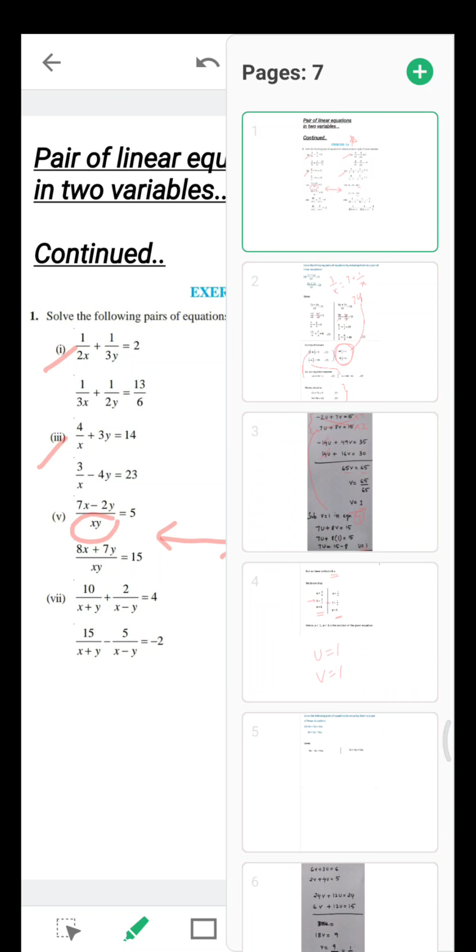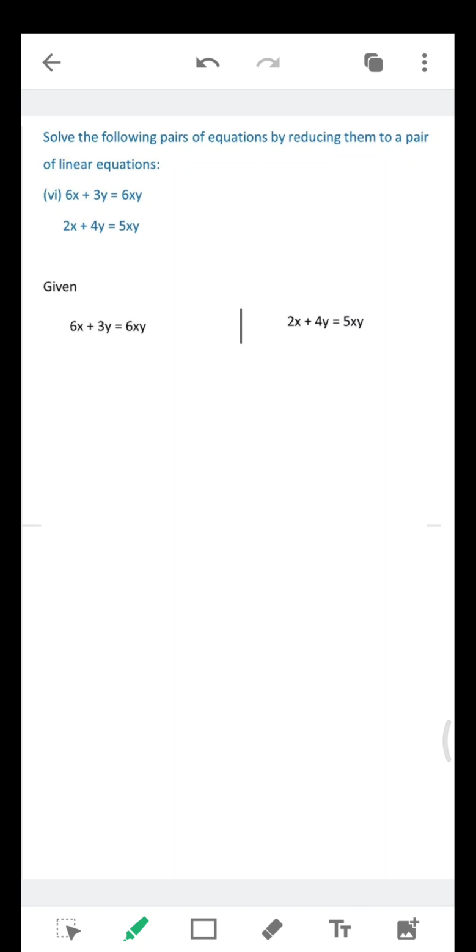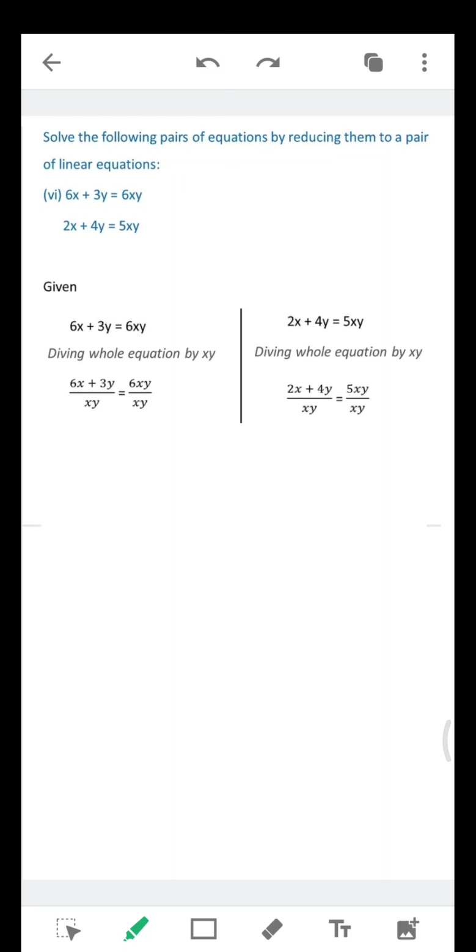So it's very simple, we can bring it into the denominator. How? Let's see that now. I'll bring it into the denominator by dividing by xy on both sides. If I divide by xy on both sides, this xy and xy will get cancelled, remaining only 6 here, and this xy and xy will get cancelled, remaining only 5. So that xy came in the denominator. Then next we'll proceed the same way as we have done just now.